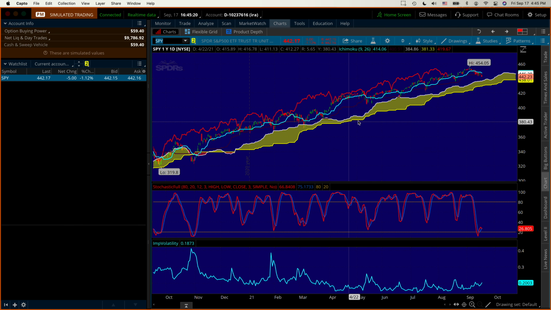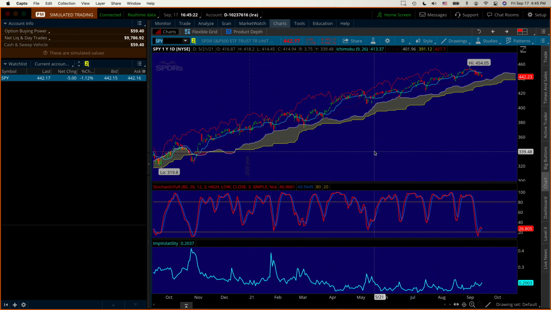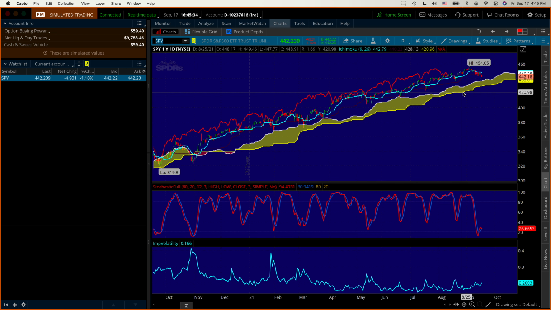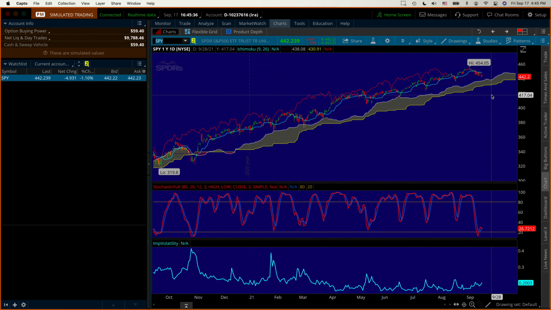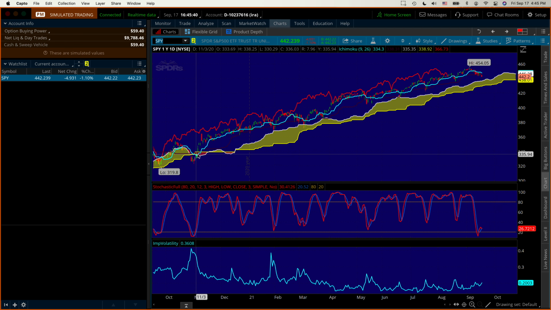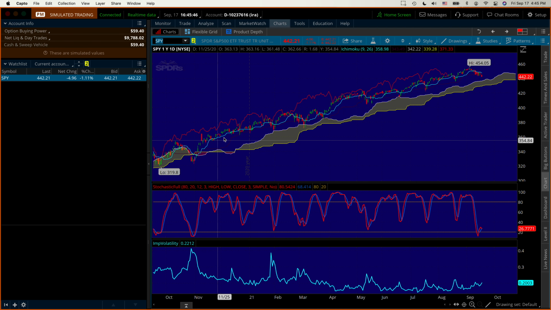This yellow cloud tells you whether the market is bullish or bearish, and as long as the market stays above the Ichimoku cloud, it means we are bullish, we are in a bull market. If the market happens to fall below the Ichimoku cloud, it will turn to red, like this little piece here briefly turned into red as the market came down, but it recovered very quickly and it turned yellow again.